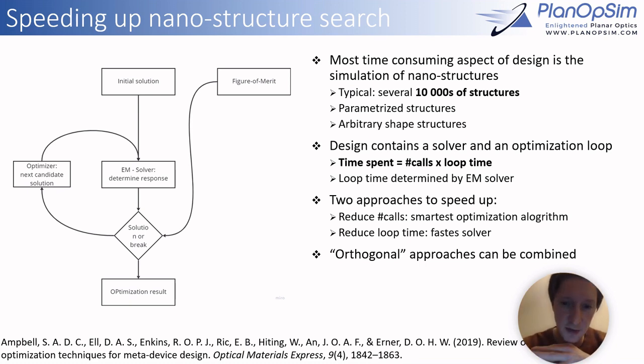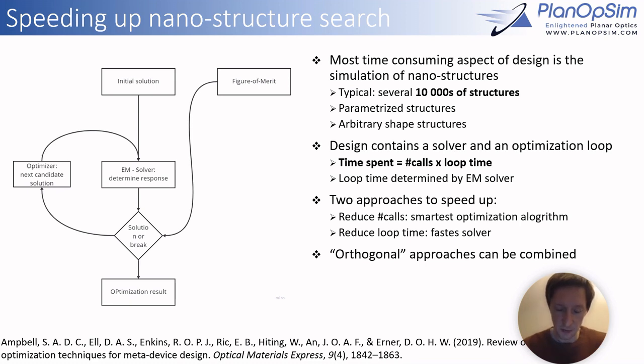In optimizing metasurfaces, there's a general framework that's used throughout, is that we start from an initial solution, which then propagates through an optimization loop with different calls to the full wave solver and an optimization algorithm suggesting a next candidate solution. This typically goes on through 10,000s of these different structures, be they either parametrized structures or arbitrary shaped structures. And the time this takes is basically determined on the one hand by the number of solver calls we need to make and how long each call takes.